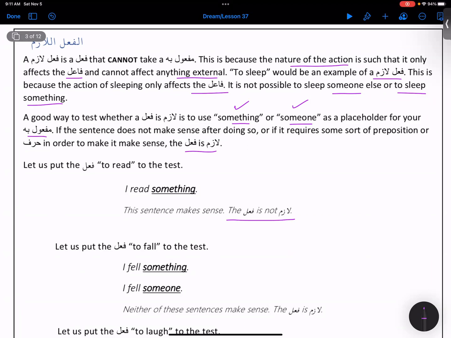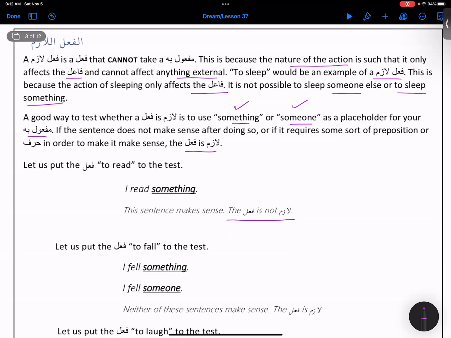So I slept something or someone. If I say I slept, then I'm going to check if it is lazim or mutaddi. So right after I need to put something or someone. So I slept something or someone. Does it make sense? No, right? So that's why it is an example of fail lazim. And remember, we are not allowed to add any preposition. As I said, we can say I slept on my bed, right? And then we can say the bed is being slept on, right? Then we can convert that into passive. But we are not allowed to put any preposition if we are just testing whether the fail is lazim or mutaddi.